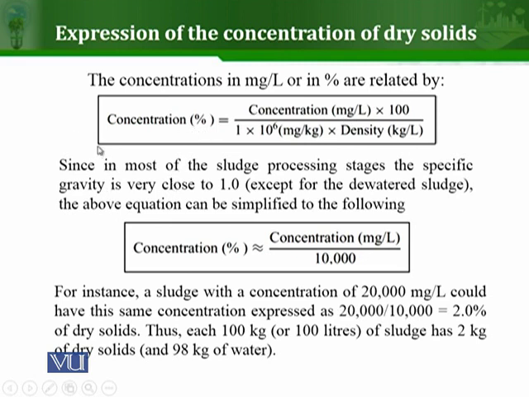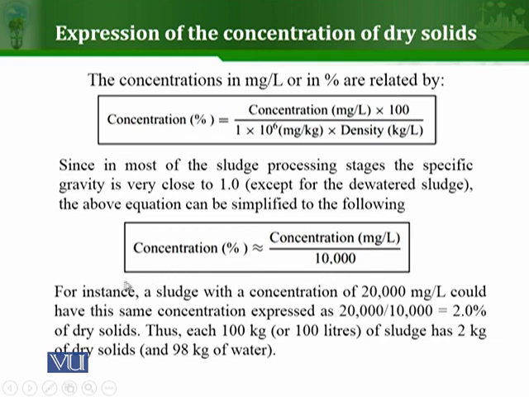Since in most of the sludge processing stages the specific gravity is close to 1, हमने पहले भी जिक्र किया इसका, obviously except for the dewatered sludge, क्योंकि उसमें से water remove हो चुका है. So उसके अलावा जो sludge होगा उसमें जो specific gravity है that is close to 1. So based on this assumption we can simplify the above equation and it will become: concentration in percentage is equal to concentration in mg per liter, and the rest of the things will be simplified. It will result in a factor of 10,000.